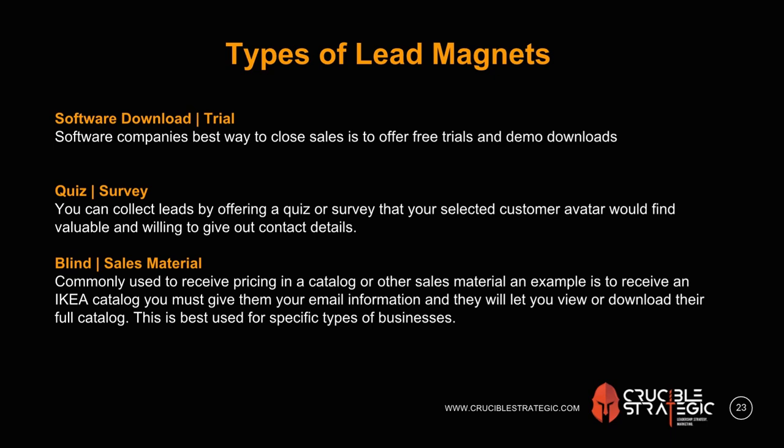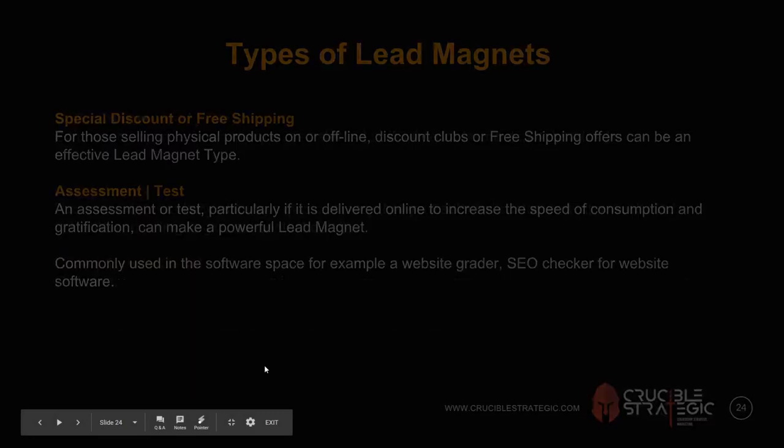Okay, and then there's blind sales material. Now this is probably the least common lead magnet. It's used to receive pricing. So like in a catalog or other sales material. Like for an example, to receive an IKEA catalog, you've got to give them your email information, and then they'll let you download their full catalog. And this is used for specific types of businesses. This is not really effective for all types of businesses. Okay, but I just wanted to go over that one.